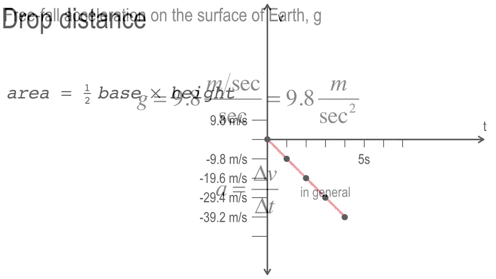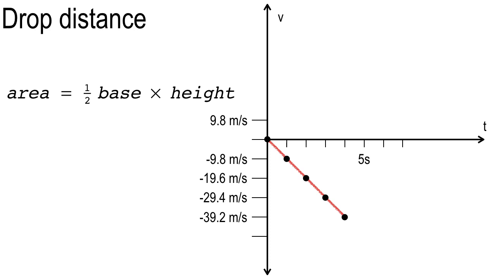All right, drop distance. We've already talked about distance triangles. Here's a velocity graph. Go ahead and draw this one. This is you dropping something from the top of, oh, you know what? We have another question.